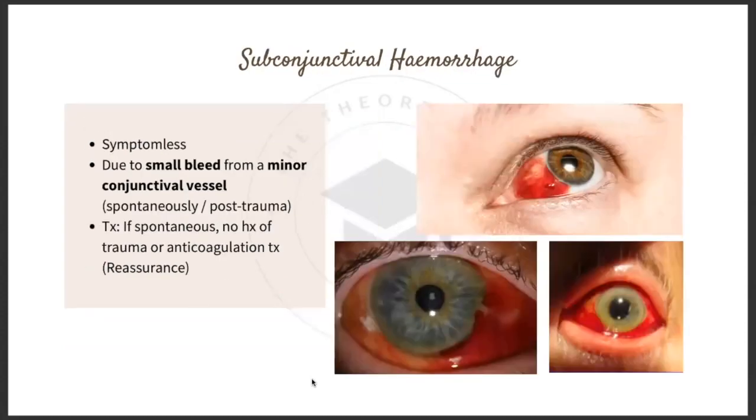Subconjunctival hemorrhage. It's usually symptomless, and it's due to a small bleed from a minor conjunctival vessel. It can occur spontaneously or even post-trauma. So you can see over here, it's very easy to identify. You will see redness around the eye, outside, and just think of subconjunctival hemorrhage.